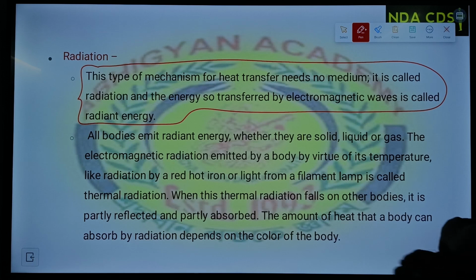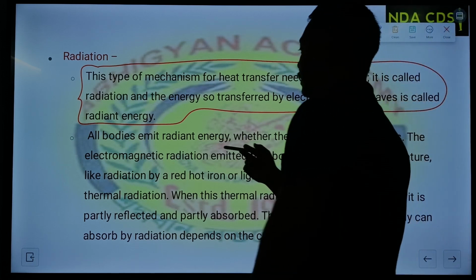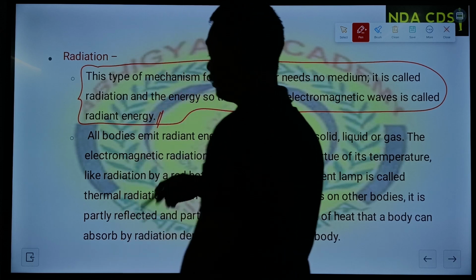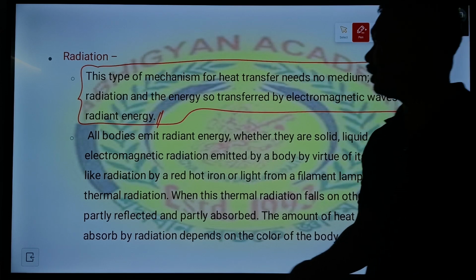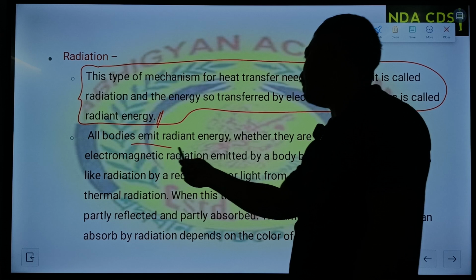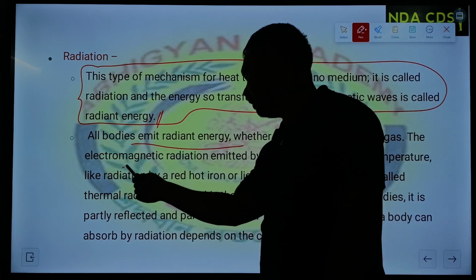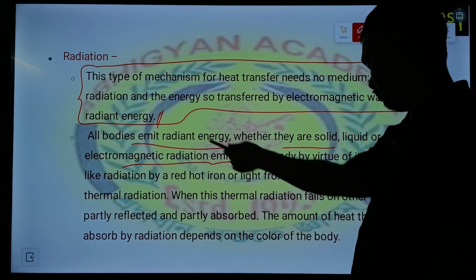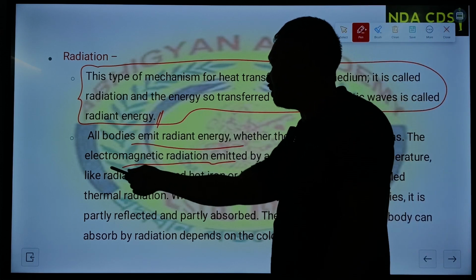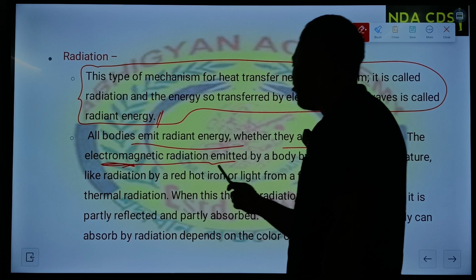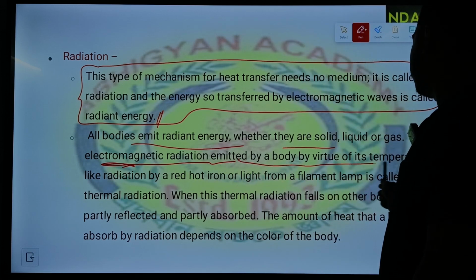Now, this type of energy is invisible. This radiant energy is invisible. You cannot see it, but you will definitely feel it. All bodies emit radiant energy, whether they are solid, liquid, or gas. The radiation emitted by a body by virtue of its temperature is what we call electromagnetic radiation.